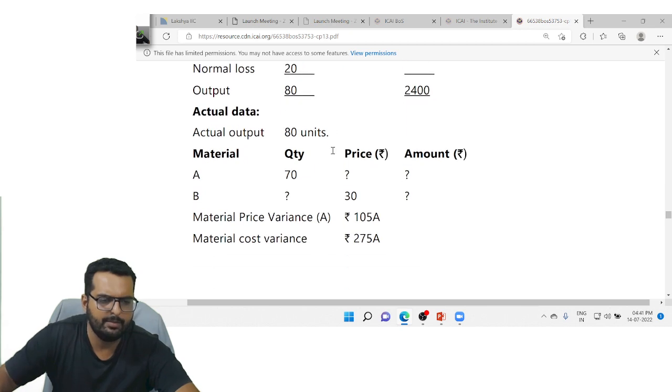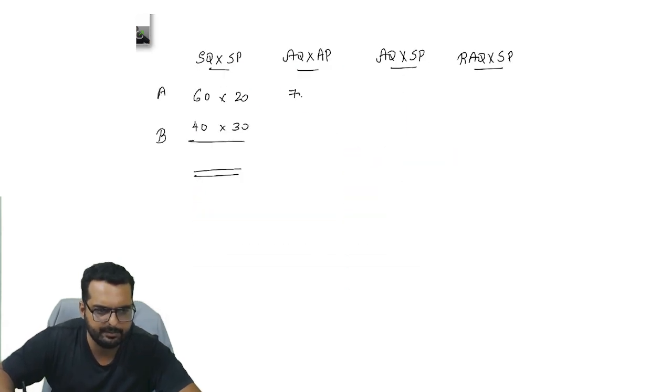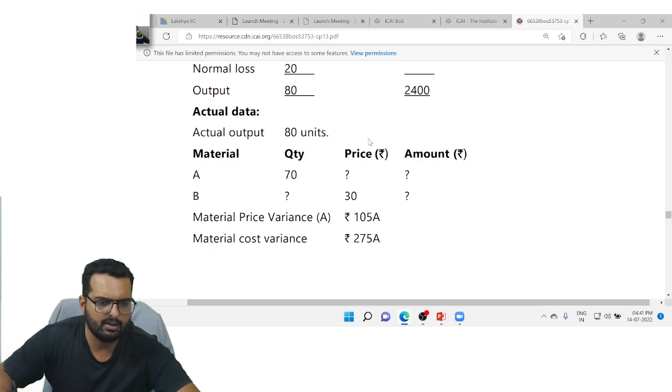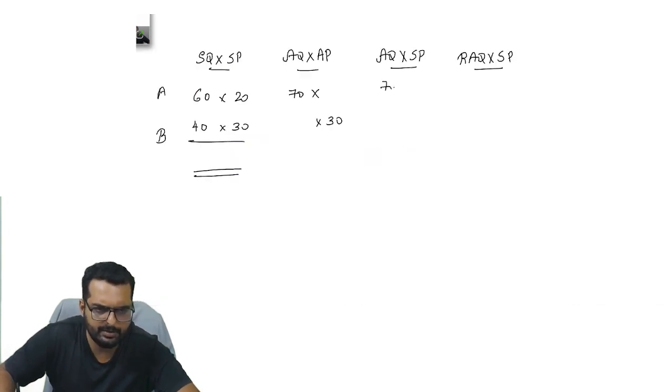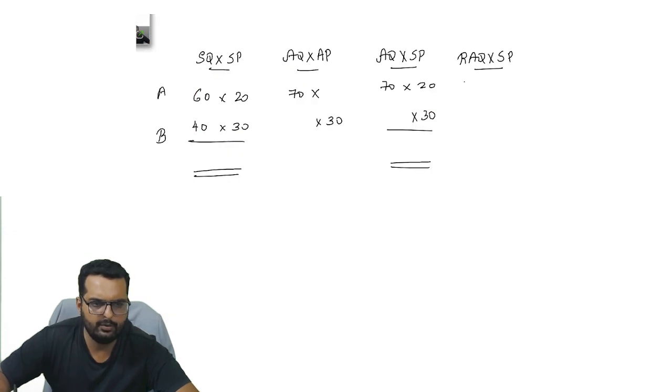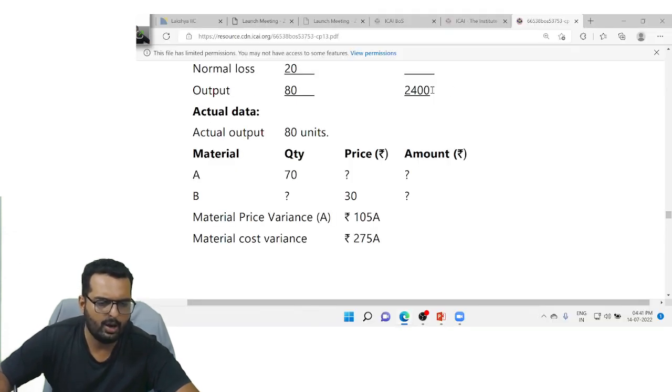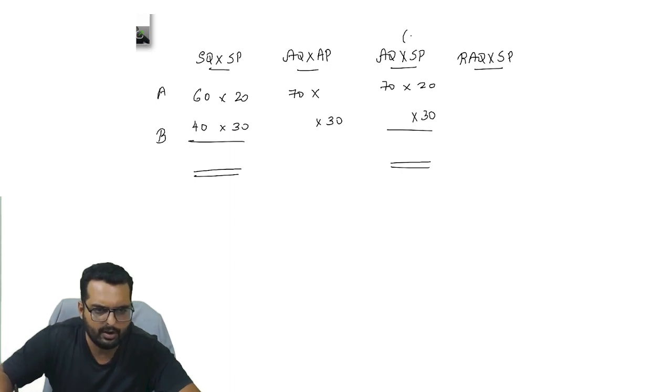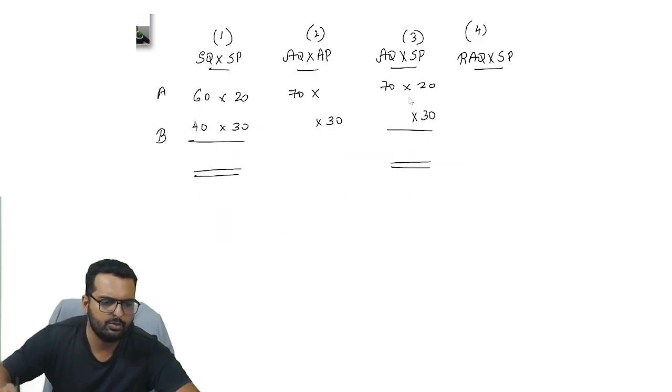Now down when you come, they have given this 70 here and they have given 30 over here. These two things are not provided. But AQ here will be 70 into something into 20 into 30. This also we know. RAQ we as of now do not know. Now they have told the price variance is how much? 105 adverse. So what is the formula for price variance? 3 minus 2. Correct? Cost variance is 275 adverse.